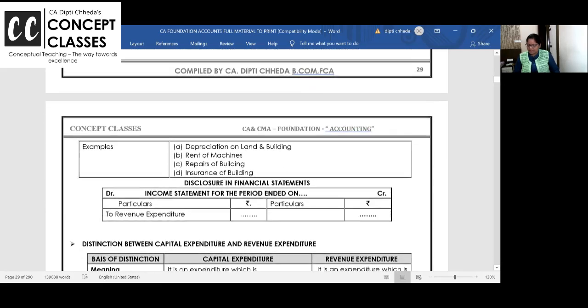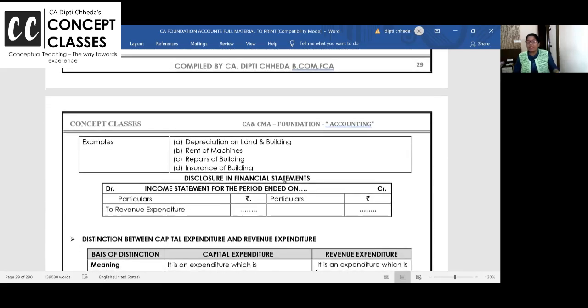Examples: purchase of machinery is a capital expenditure. Once you purchase the machine, you change its spare parts, rent, repairs, insurance. These are the expenditures related to revenue.